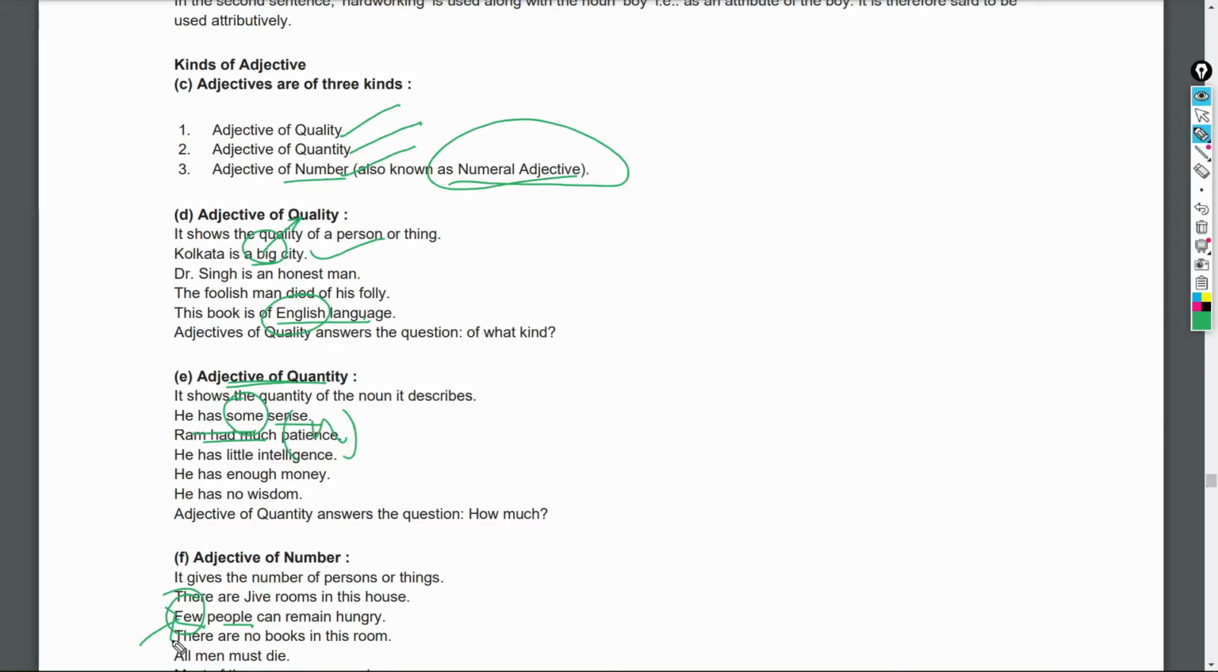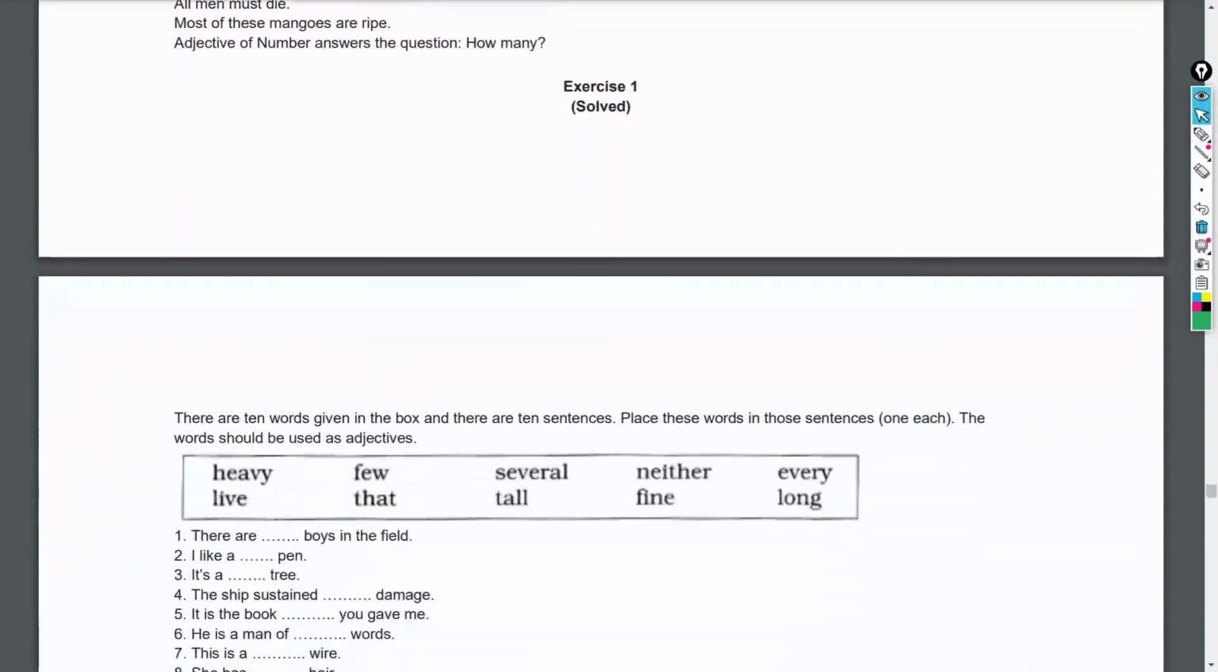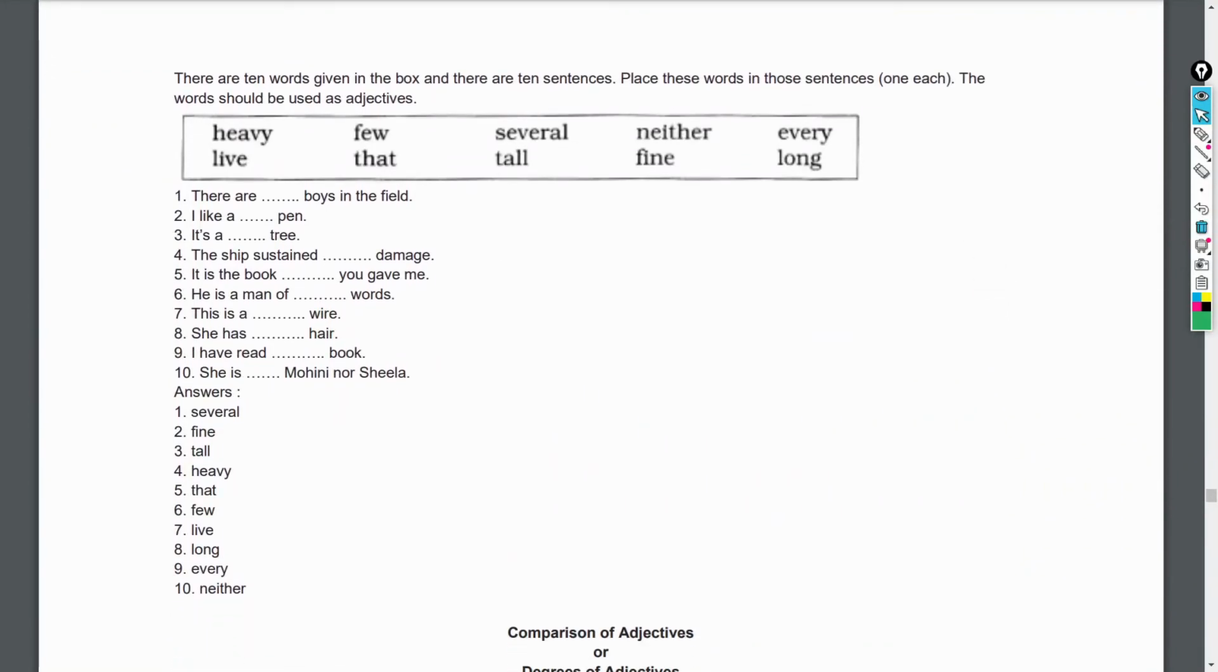Now we will go for one exercise and we will conclude our session today. So let us go for this exercise. There are 10 words given in the box and there are 10 sentences. Place these words in those sentences. The word should be used as adjective. So let us see. In the box you will see that the words are heavy, few, several, neither, every, live, that, tall, fine, long. Let us see. Question number 1.